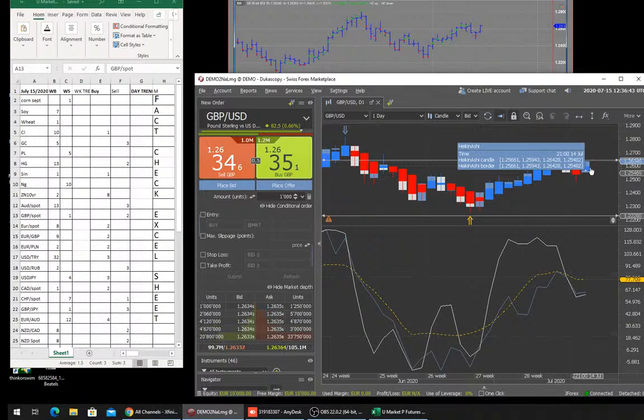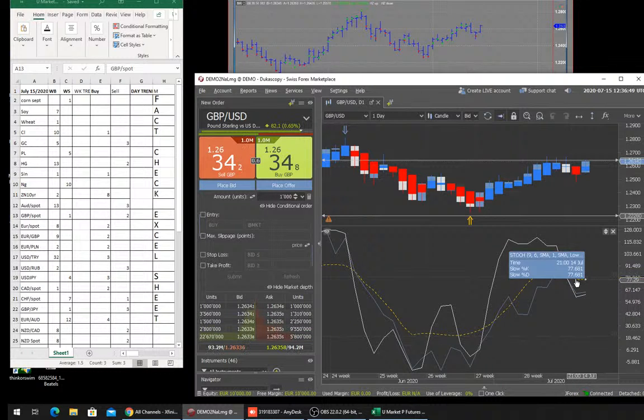This thing's doing the same exact thing. You can see a nice big blue. And these lines are still kind of turning down and not as much. We'd like to see them pierce the slow-moving stochastic there. And that is where we are at.